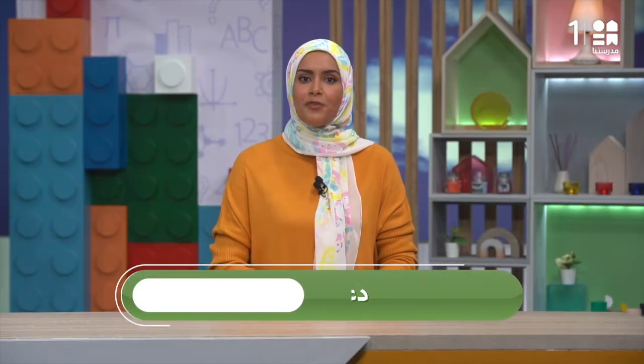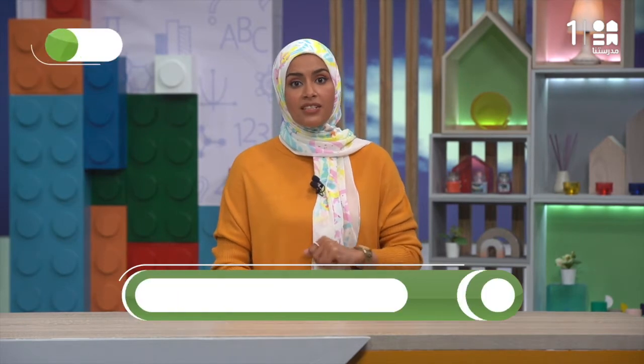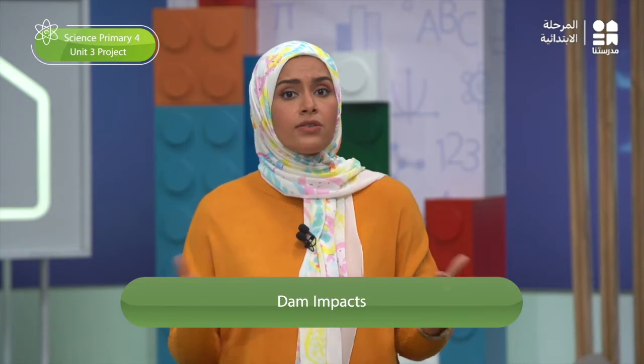Hello dear Primary 4 students in Unit 3 project, Energy and Fuels. Today we will focus on one of the problems related to energy production. Do you remember this problem? The problem that we have talked about at the beginning of the unit is dam impacts on the ecosystem and the community where the dam is built.